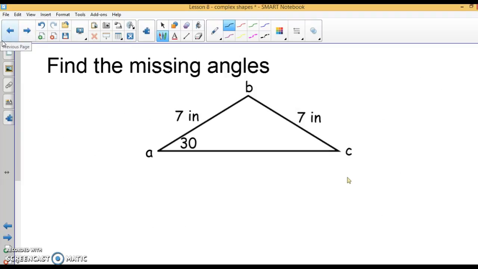Okay, let's find the missing angles. Pause and do this. Now, if you take a look at this, two equal sides. If this opposite, this 7 inches is 30, this is also going to be 30. Because remember, two equal sides give you two equal angles. And the angles opposite them will be equal. Well, 30 plus 30 is 60. So doesn't this have to be 120? Because the three angles in every triangle in the world add up to 180.